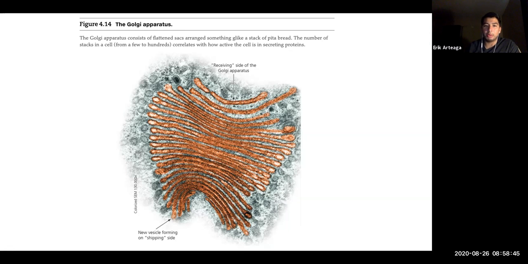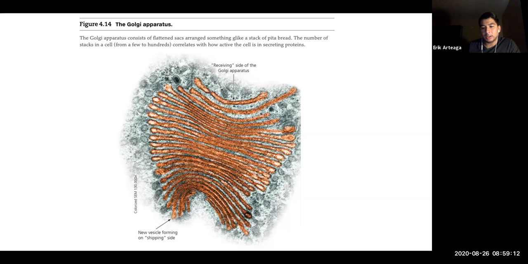The Golgi apparatus consists of flattened sacs arranged something like a stack of pita bread. Oh, that's a typo. That's a book typo. The number of stacks in a cell, from a few to hundreds, correlates with how active the cell is in secreting proteins, okay? So again, this is very heavily dependent on what that cell type is doing, right?